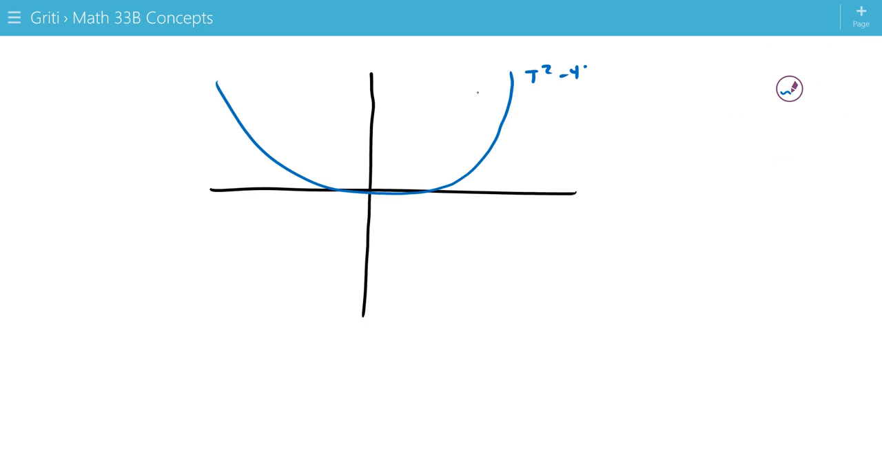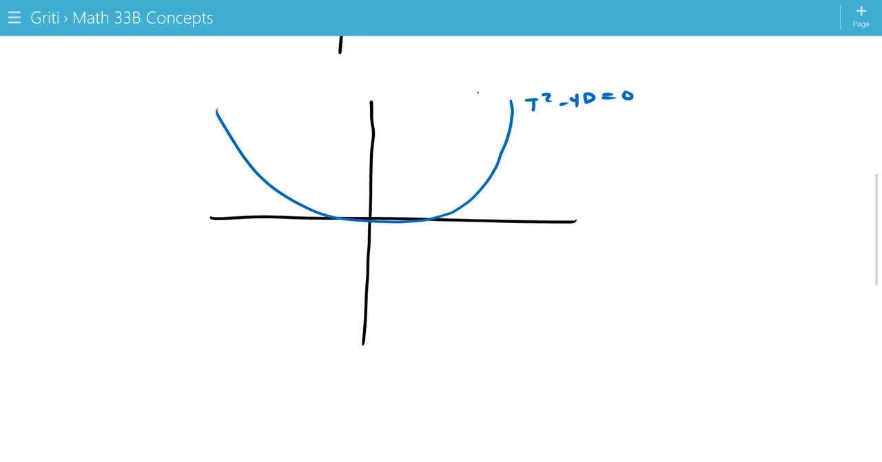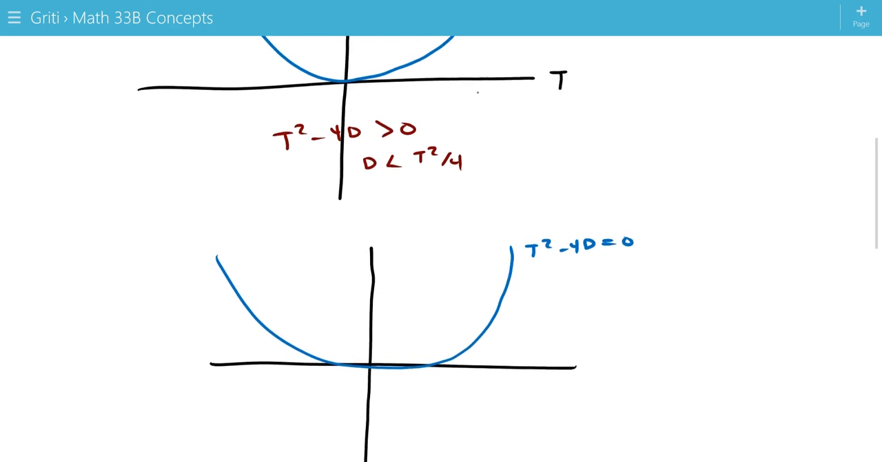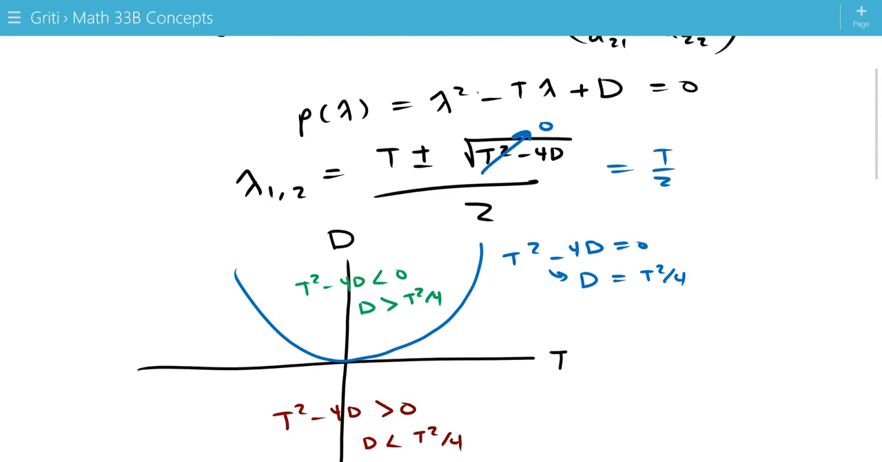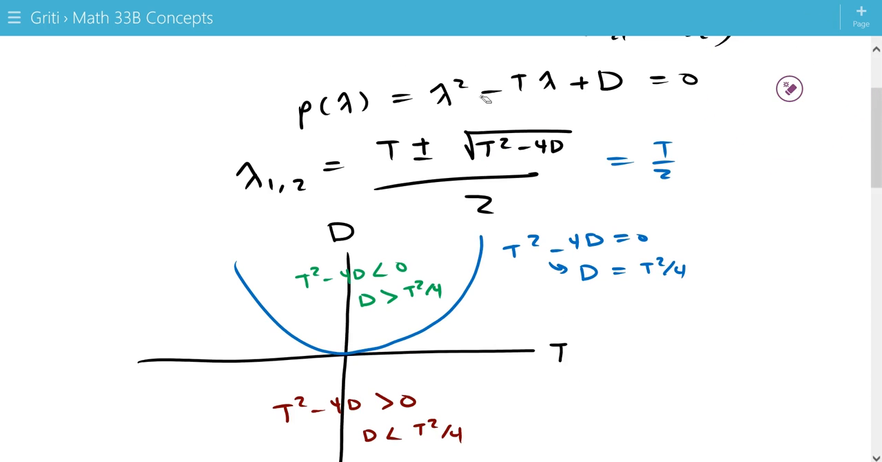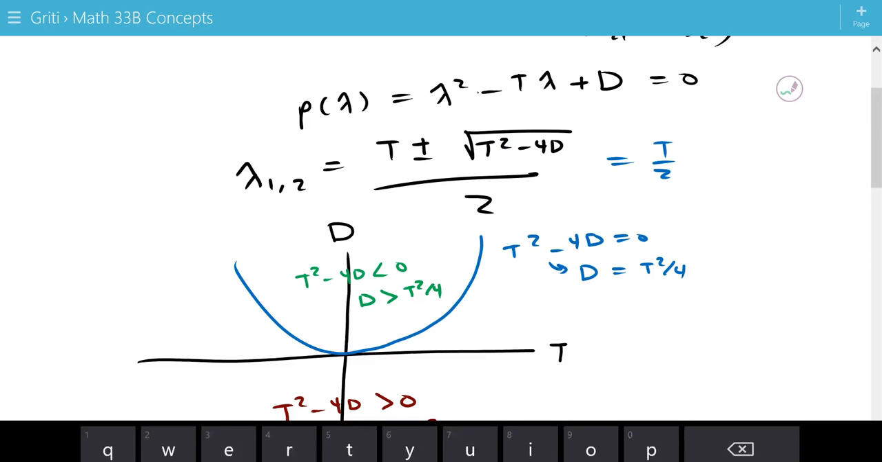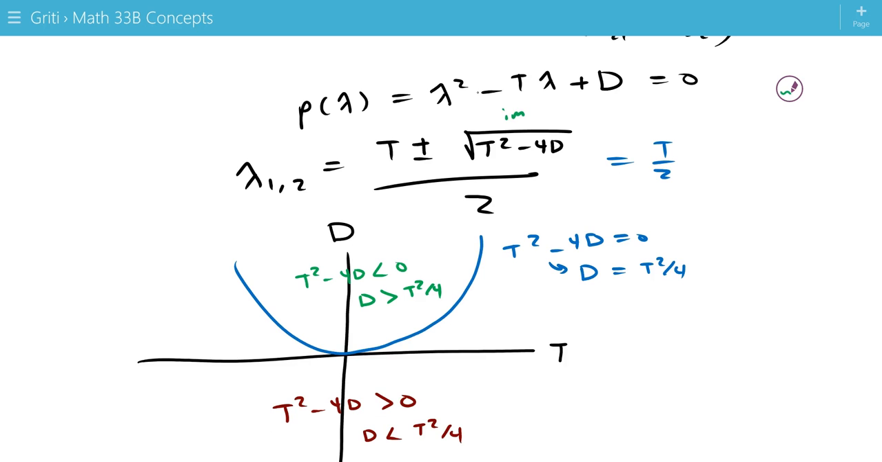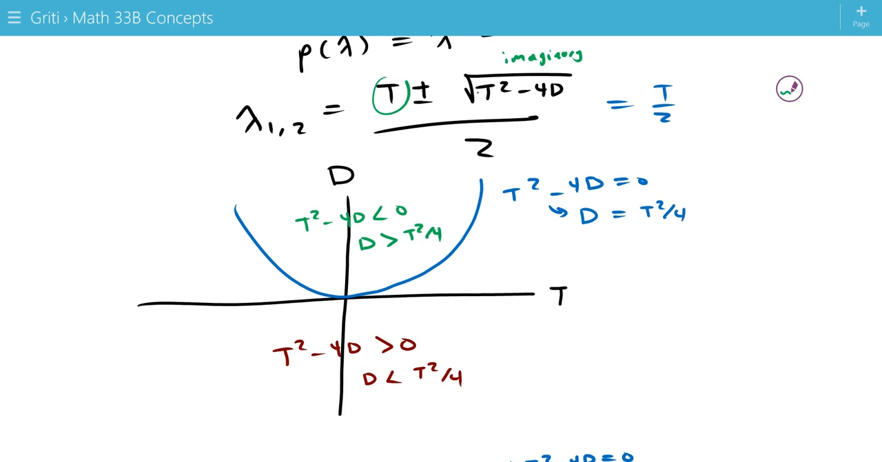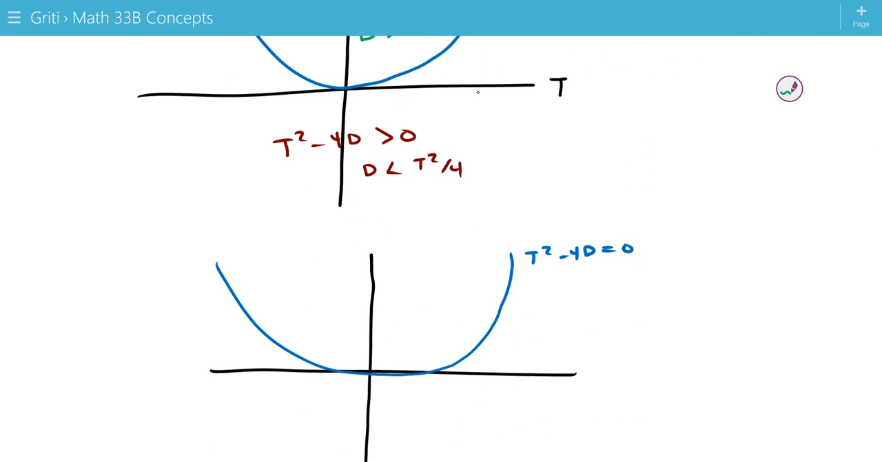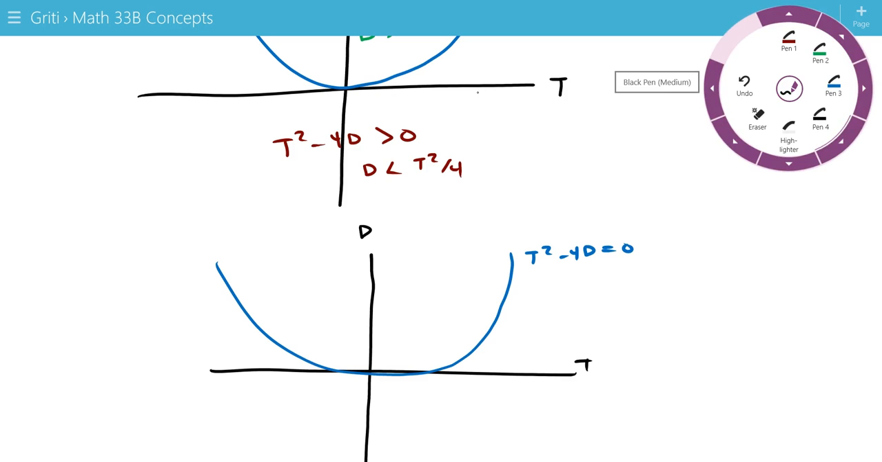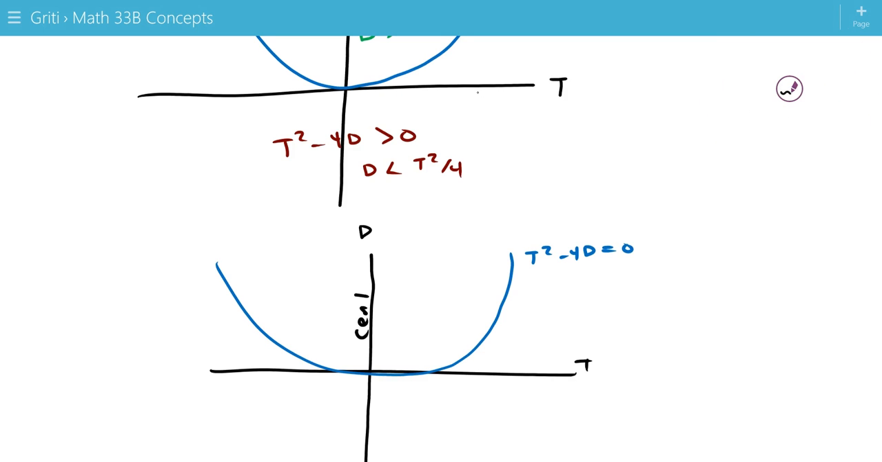So if t squared minus 4d is less than 0, that means this is imaginary, and we get a complex solution. With our complex solution, we had three different cases. If the trace is 0, that's along the y-axis, we got a center.